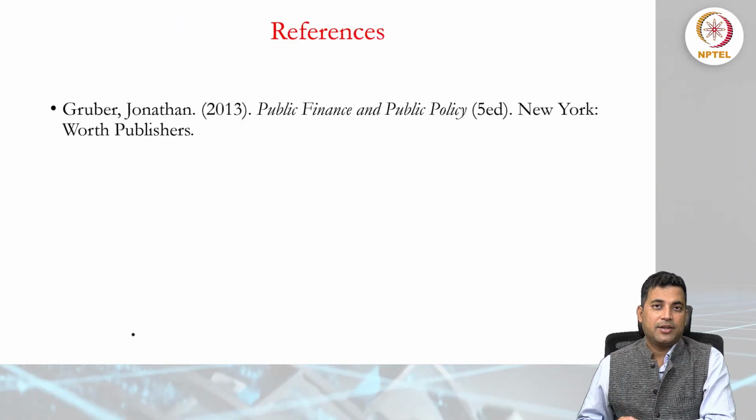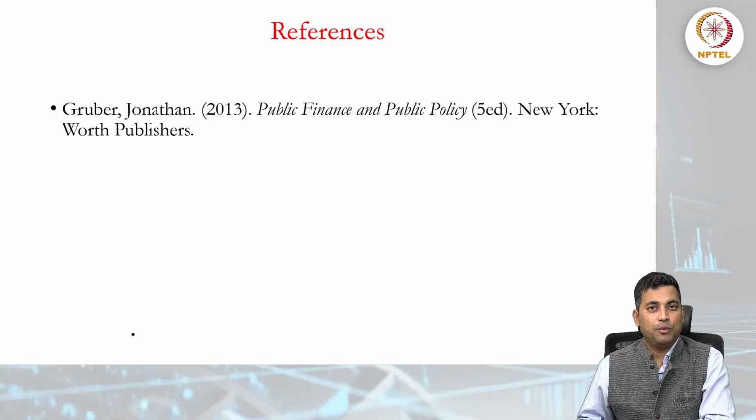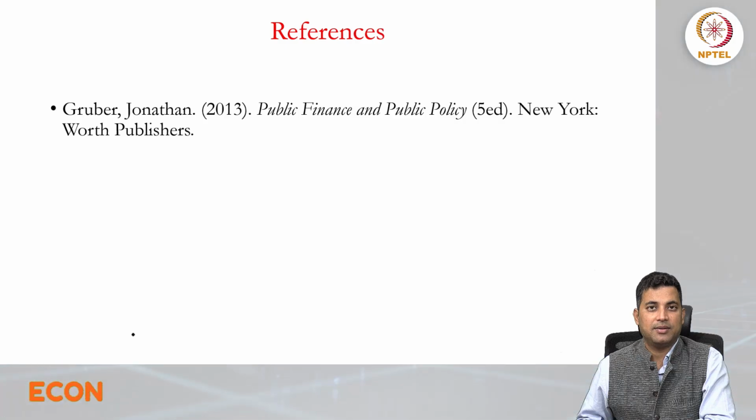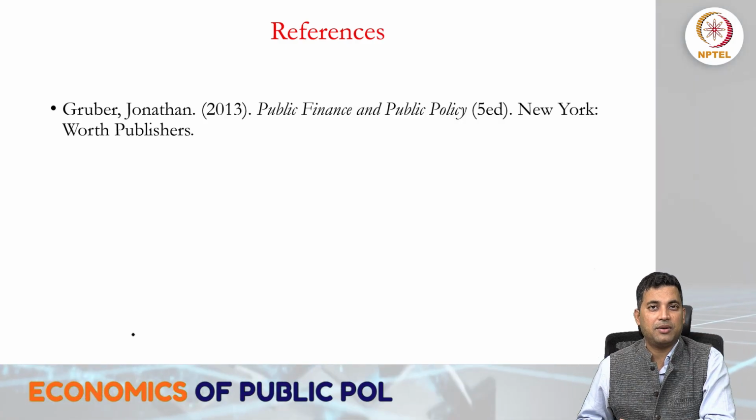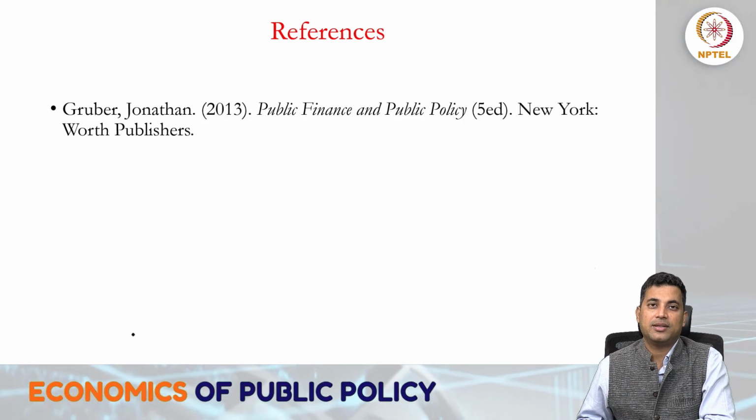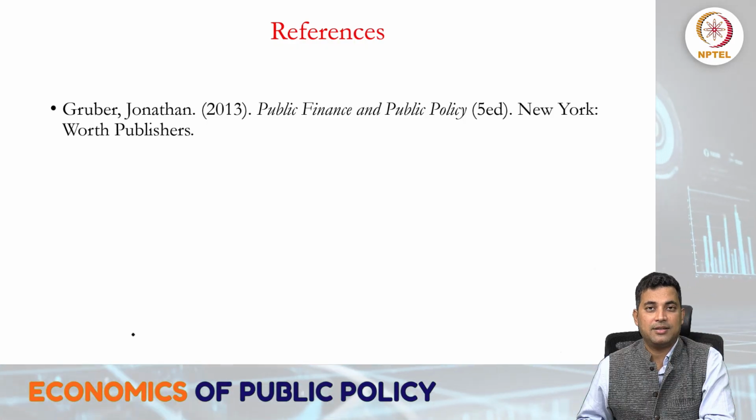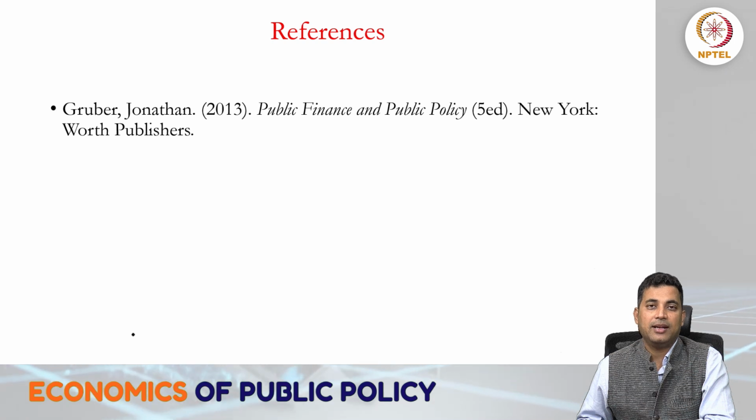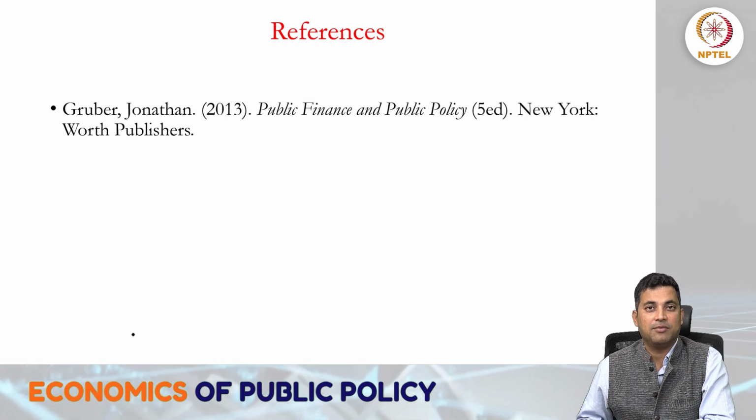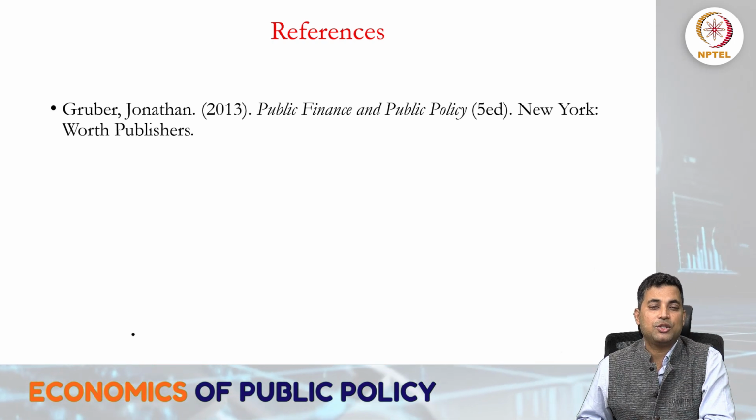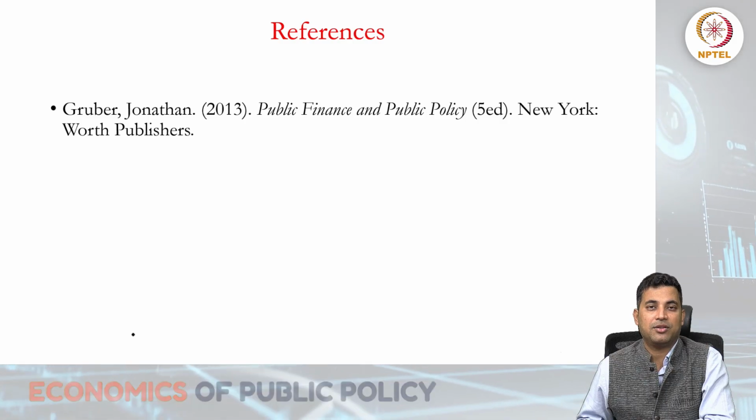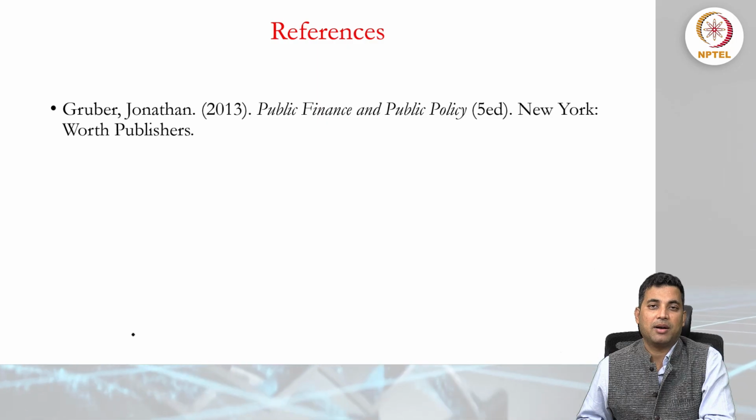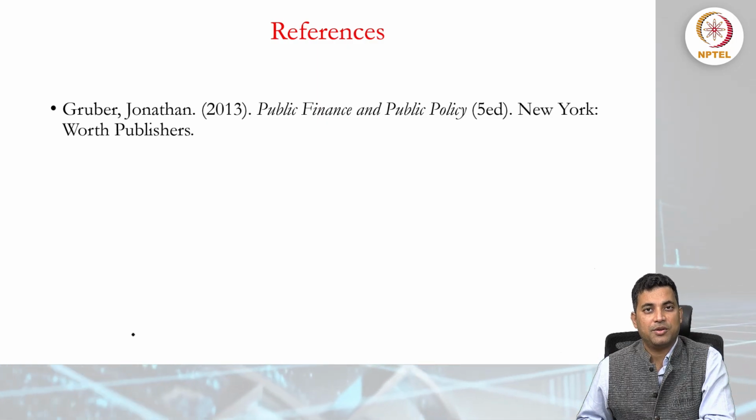For this lecture, I have used the two basic texts that I have shared: one by Joseph Stiglitz, the other by Jonathan Gruber. In this lecture, the initial discussion on different types of taxation, how we calculate them, and the initial debate on tax incidence I have drawn from Jonathan Gruber. I will stop here and see you in my next lecture, where we will continue this discussion with different types of markets. Thank you very much for your attention.